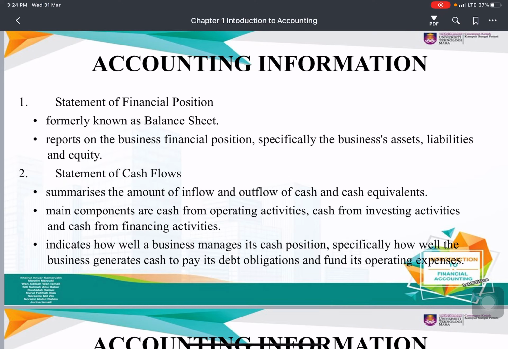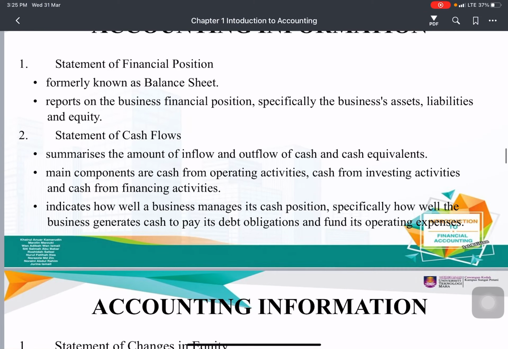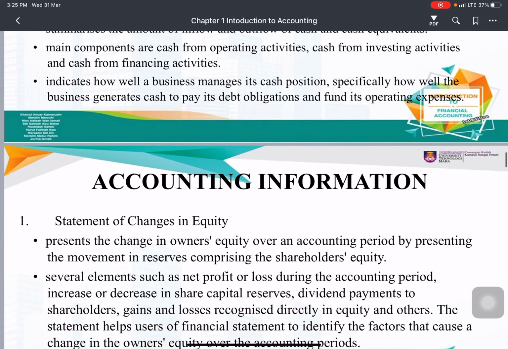So cash flow means that we are going to see the inflow and outflow of cash for a company, right? As we know, cash is very important. We would like to know what goes in and out of the business, right? So this is to indicate how the company manages its cash position. We would like to know, does the company have any cash, all right? Are the inflow and outflow good?